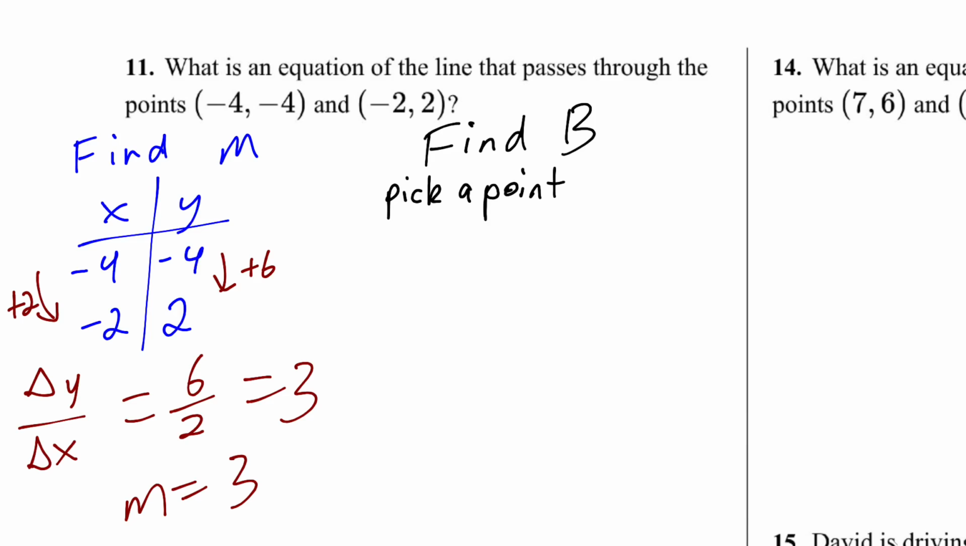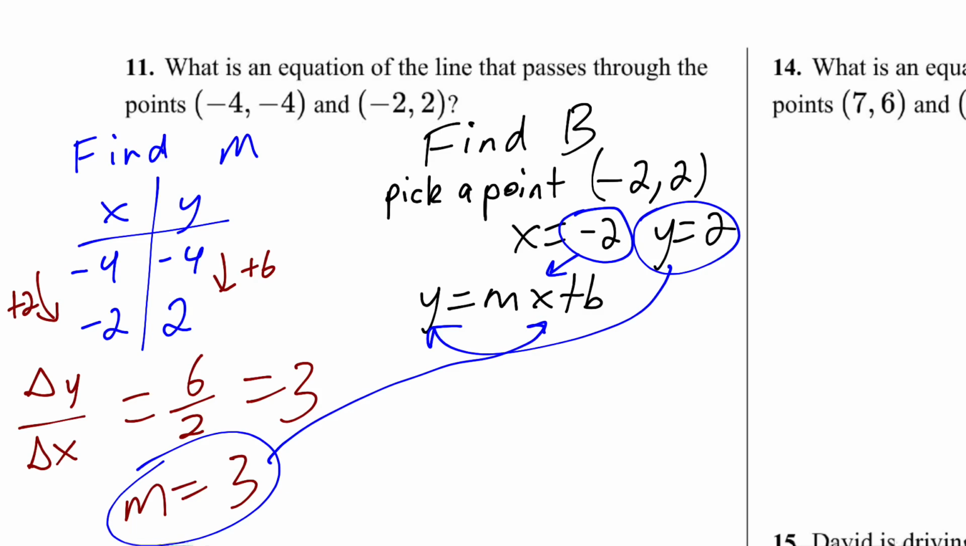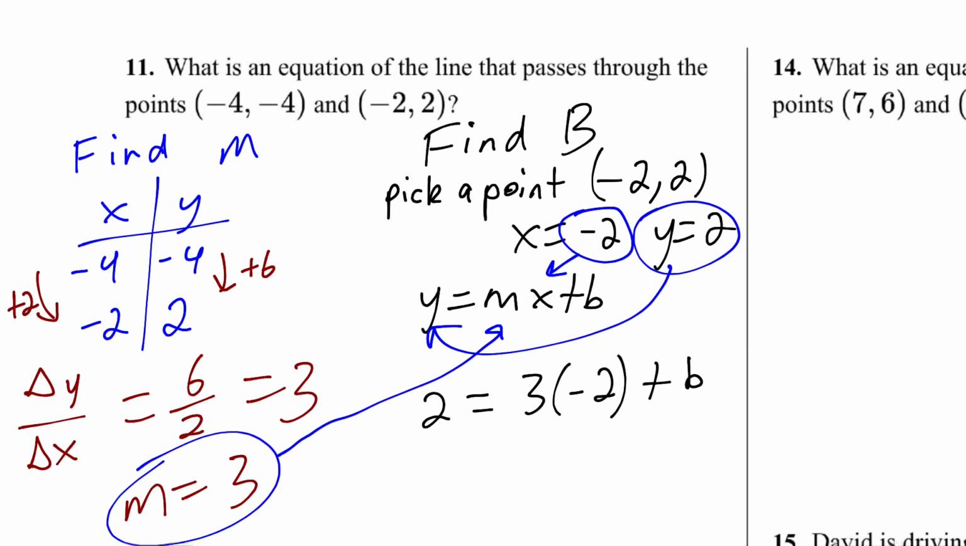One of my originals, let's say I pick -2, 2. This means that x is -2 and y is +2. So I'm going to plug into y equals mx plus b with what I know. This 2 is going to go in over on this side, and this 3 is going to get plugged in right about there. So 2 is equal to 3 times -2 plus b.